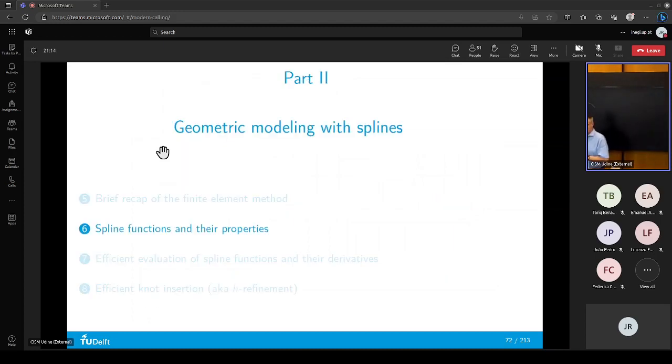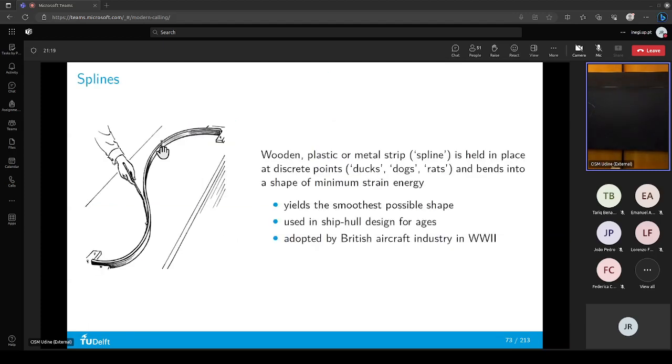So let's go towards IGA. Let's go towards splines. I'm not sure if you have an idea where splines come from. They have a very long tradition. They were used in the shipbuilding industry for a long time, and then in World War II, British aircraft used them to sketch the wing shapes. What you had were wooden or plastic or some metal strips called splines, and you held them in place by so-called ducks or docks or rats. I don't know who invented this.